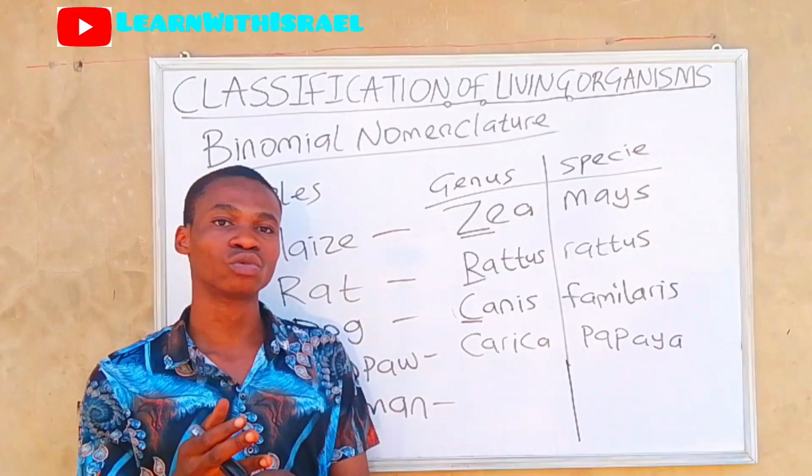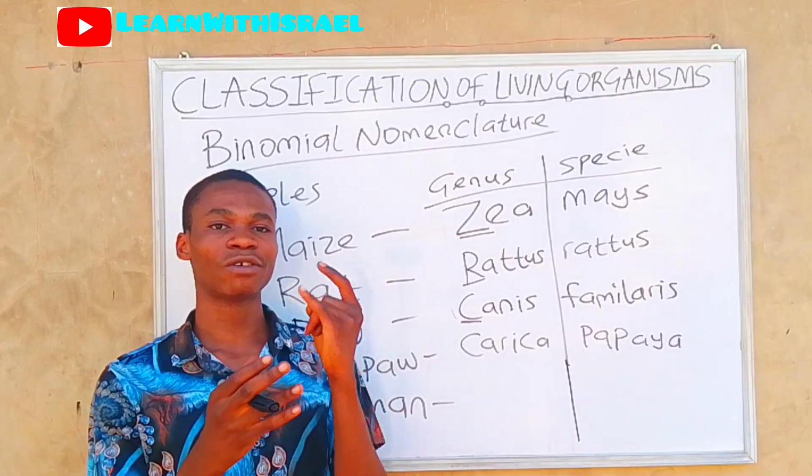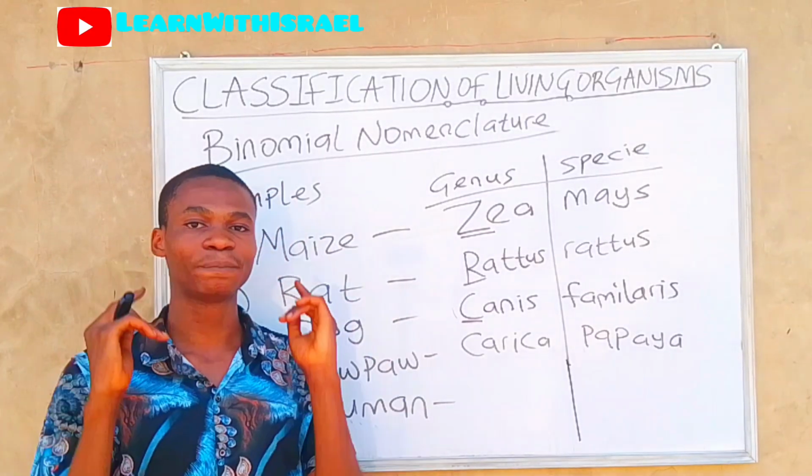So now I'll be moving to the definition of each rank from kingdom to species.